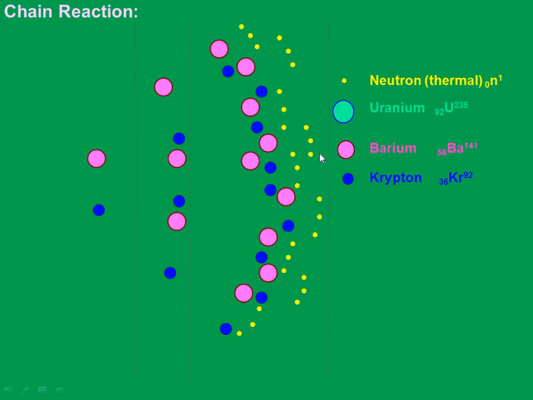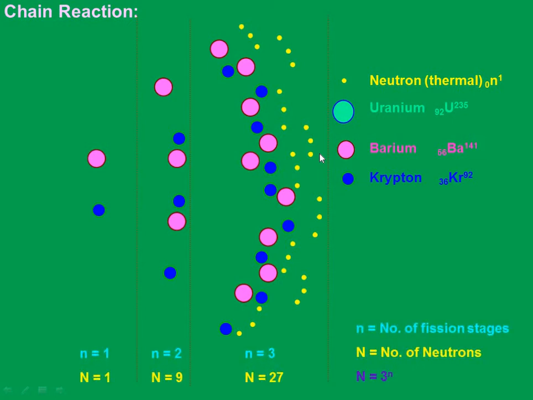Let's look at the next one. You can see the 3 different stages here. In the very beginning you can see the number of fission stages, small n represents the stage and capital N represents the number of neutrons. In the first stage we have 1 neutron, in the second stage we have 3, and in the third stage 9, right? Here one set, here one set, here one set, so 3 plus 3 plus 3, 9. In the next stage we have 27, so N equals 3 to the power n.